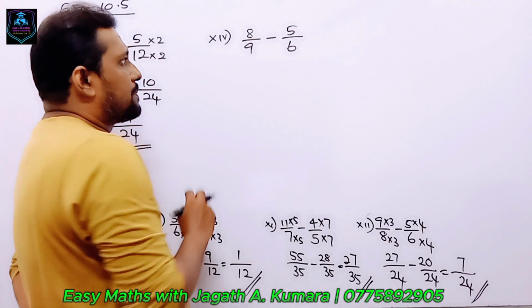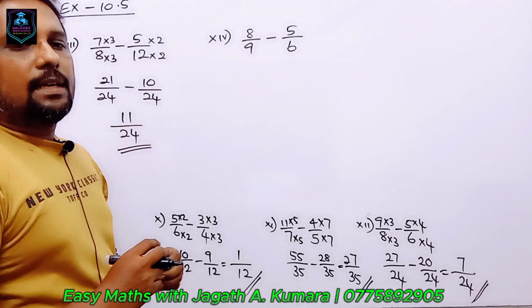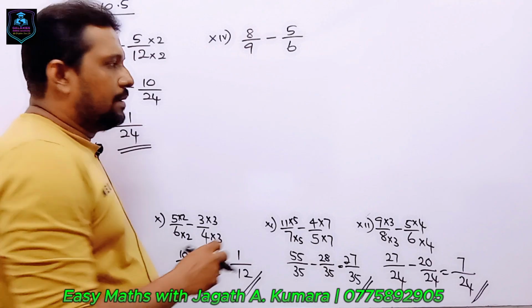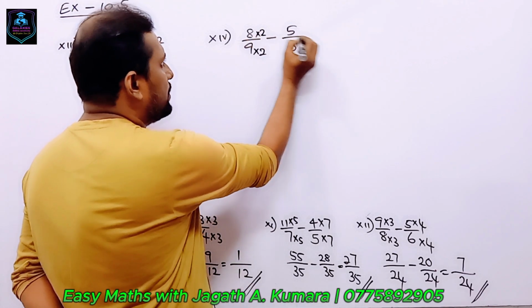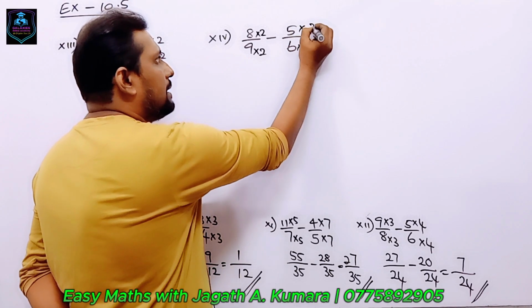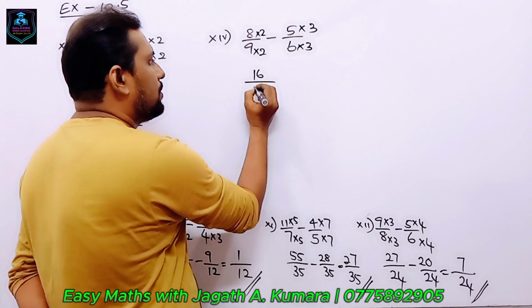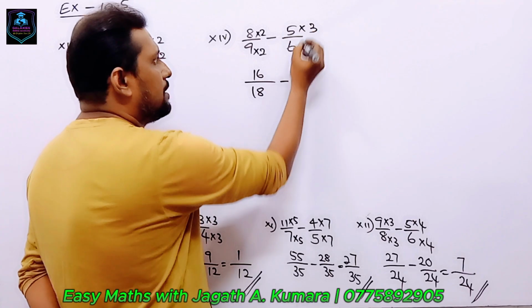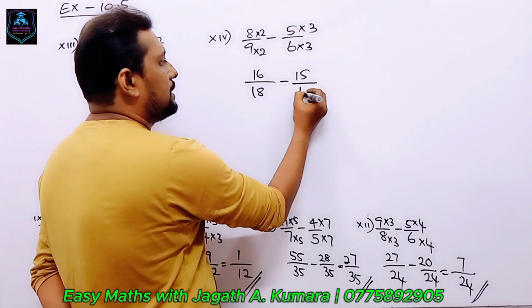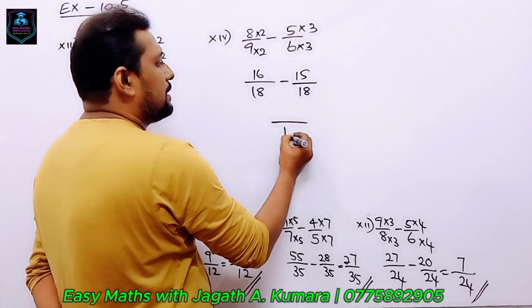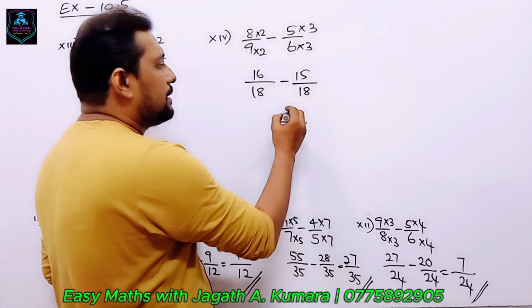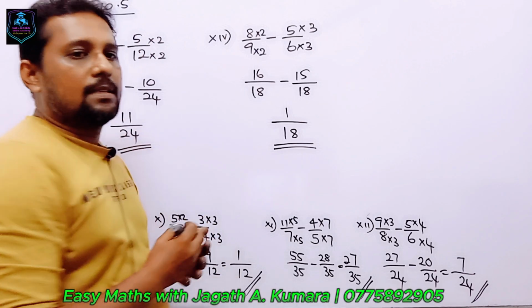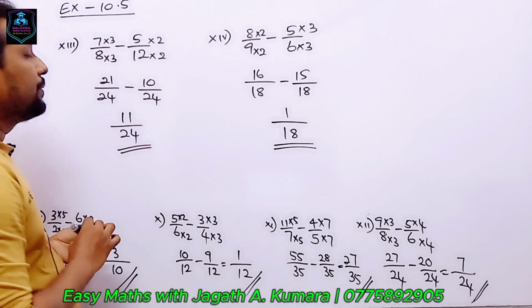Then look at the last part. The denominators are unequal. Find the LCM. LCM is 18. So the first fraction, multiply by 2, the second fraction, multiply by 3. 16 over 18 minus 15 over 18. Denominators equal, so the answer denominator is 18. 16 minus 15 is 1. Right, they are the answers for the 10.5 exercise.